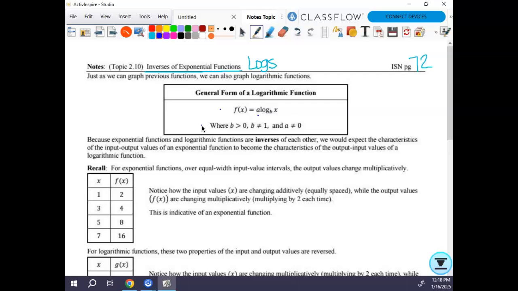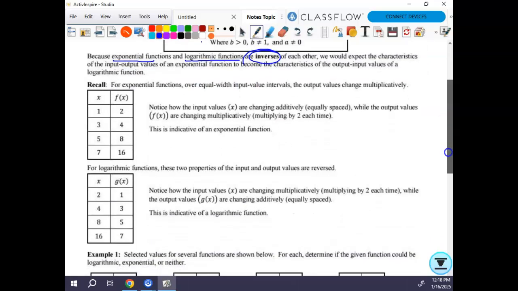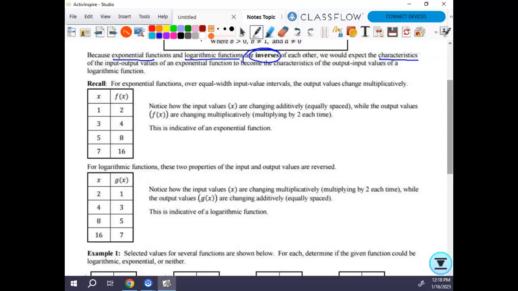It says, because exponential functions and logarithmic functions are inverses of each other, we would expect the characteristics of the input-output values of an exponential to become the characteristics of the output-input values of a log function. So just like any inverse, x and y switch places. That's how we make the inverse. When we did inverses last semester, we had an original function and could find the domain and range. Then we found the inverse, and we would just take domain and range and switch those. So that's what it means by the characteristics. All the inputs become the outputs and vice versa.